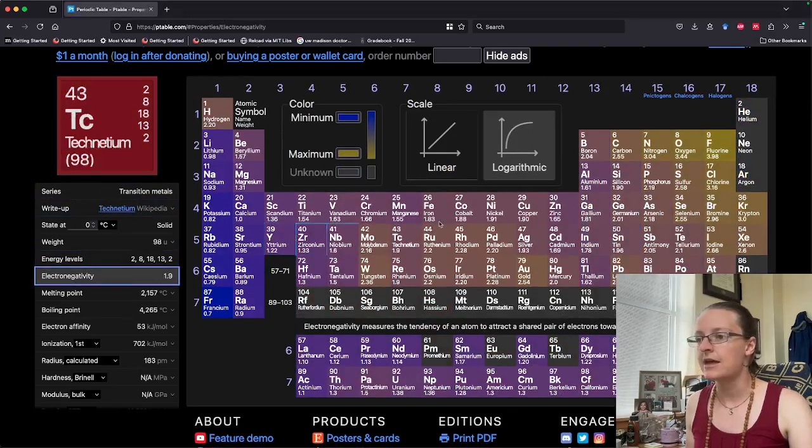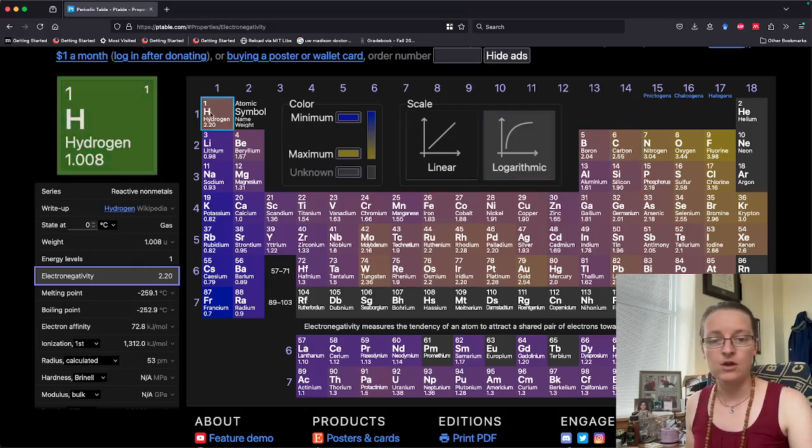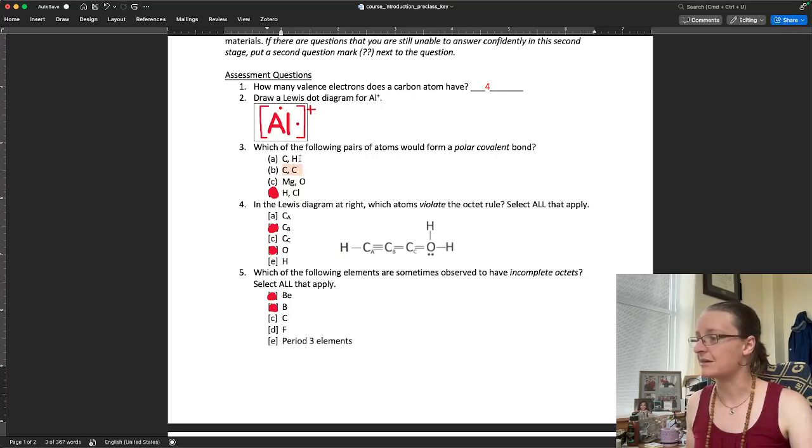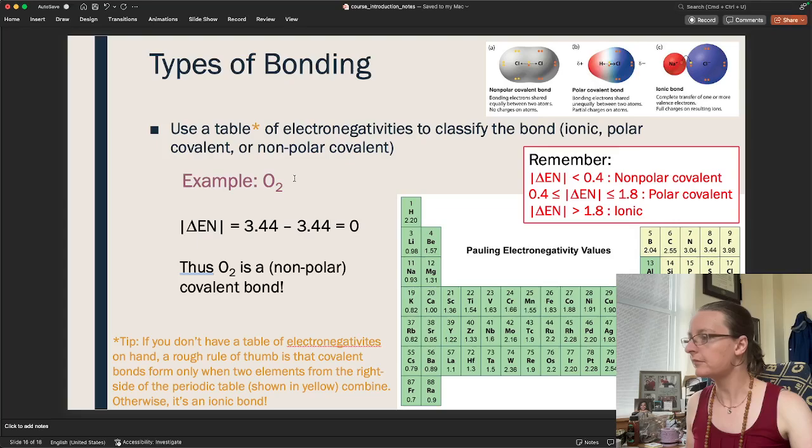If we use our periodic table and pull up the electronegativity values, we can see that carbon and hydrogen have relatively similar electronegativity values. The difference is 2.55 minus 2.20, which is a difference of 0.35. That makes this just below the cutoff for it being a polar covalent bond, and instead it's going to be nonpolar covalent because those values are so similar.